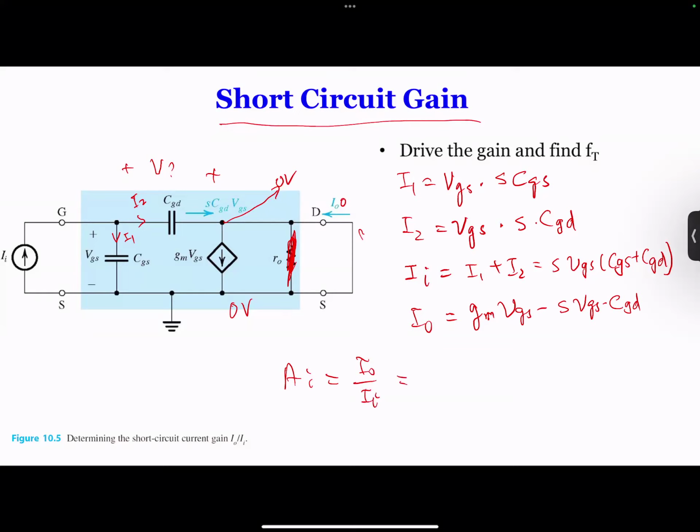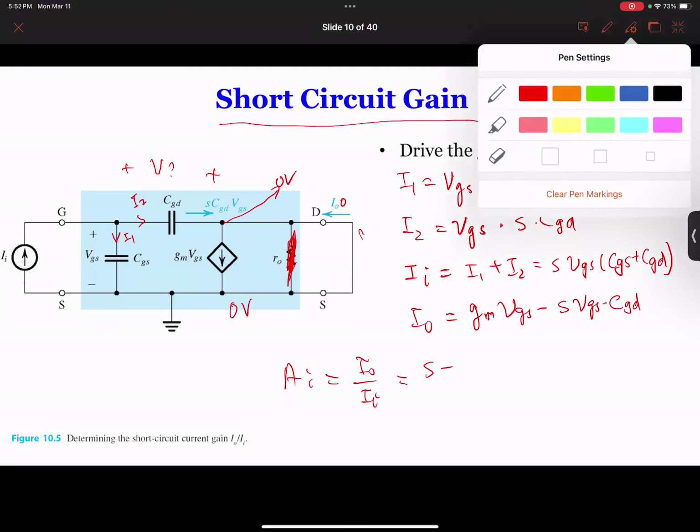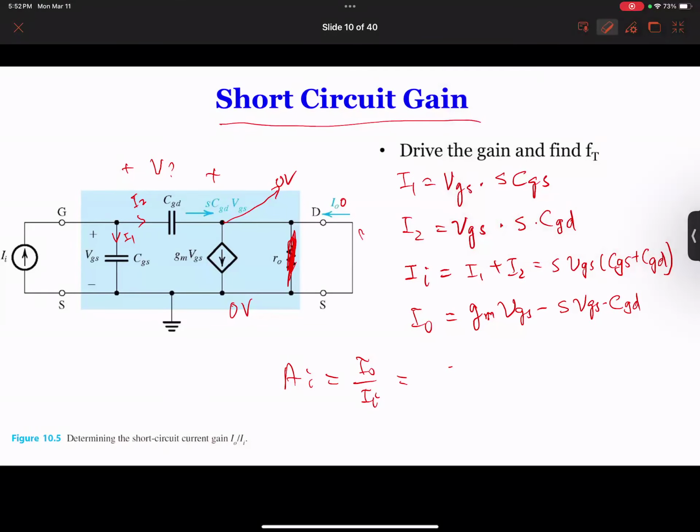Now the VGS is going to cancel. You see, VGS cancels, and we have, not S, you guys can read it together with me so that you will remember this more easily. It's going to be GM minus S times CGD, over S times CGS plus CGD. So we got this very simple equation.